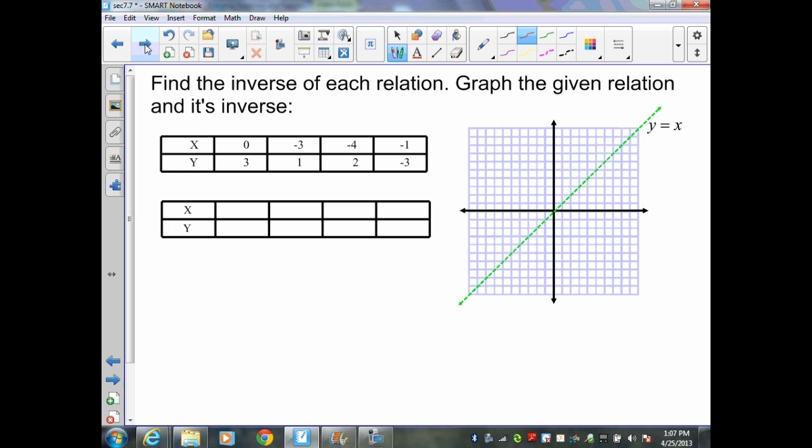In this example, I want to find the inverse of each relation, and graph the given relation and its inverse. Let's graph my original relation. Here's our domain, 0, -3, -4, -1, and our range, 3, 1, 2, -3. So I have 0, 3; -3, 1; -4, 2; and -1, -3.